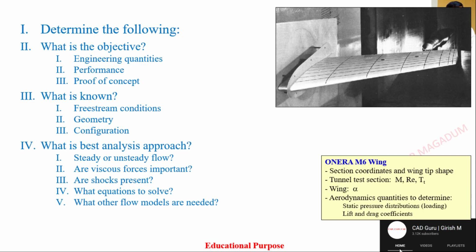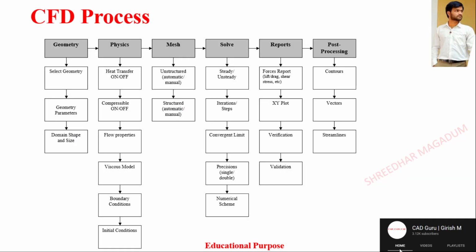So here is a simple example, that is practical testing, experimental testing, like wind tunnel testing. Okay, the airfoil section has been taken. With that we'll cross check how exactly the aerodynamic quantities will change. Okay, that is lift and drag coefficients and static pressure distributions. This is a simple flowchart which will explain what exactly we'll go through, the step-by-step process.